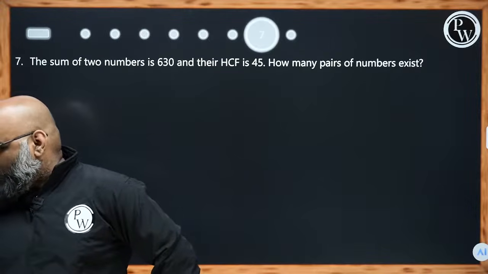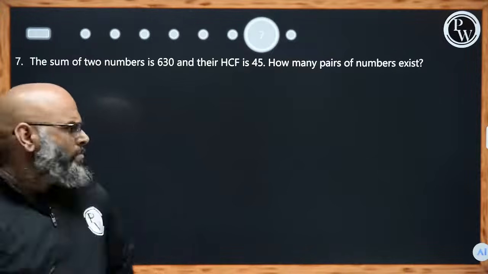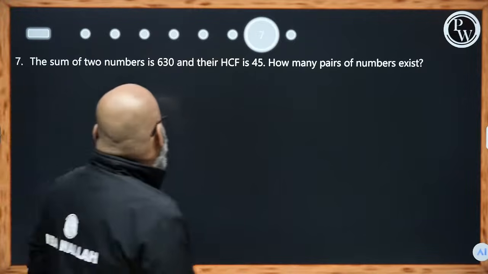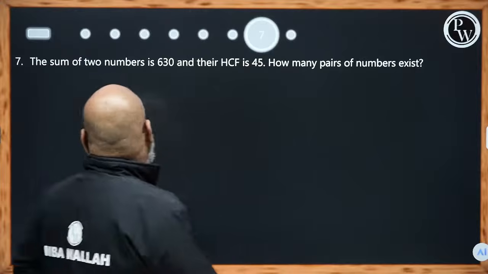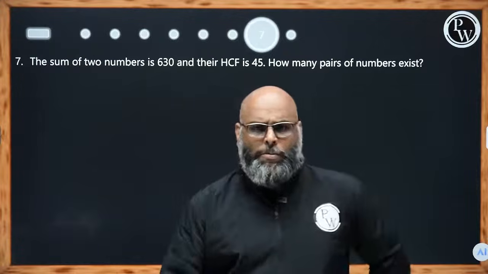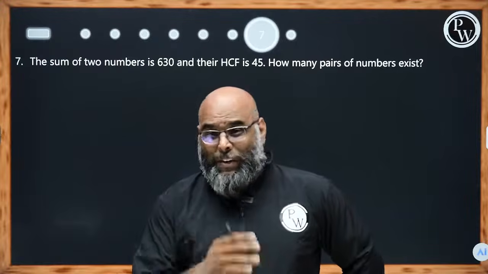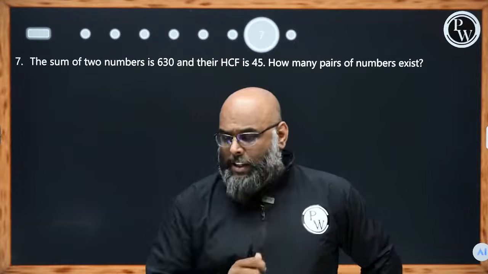Kanak says 3, Riya says 3, Atharv says 3. I'm not sure if it is 3. We'll go to it. Sum of two numbers is 630 and their HCF is 45. We are looking at two numbers whose sum is 630 and the HCF is 45. How many such pairs exist?